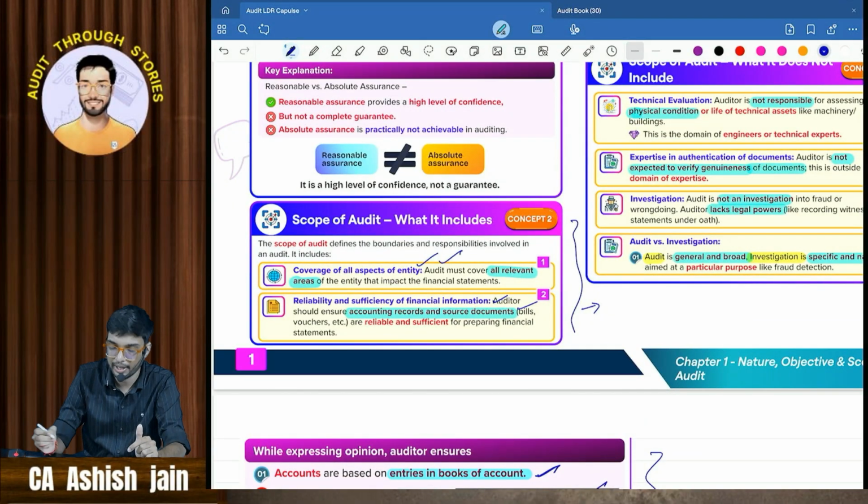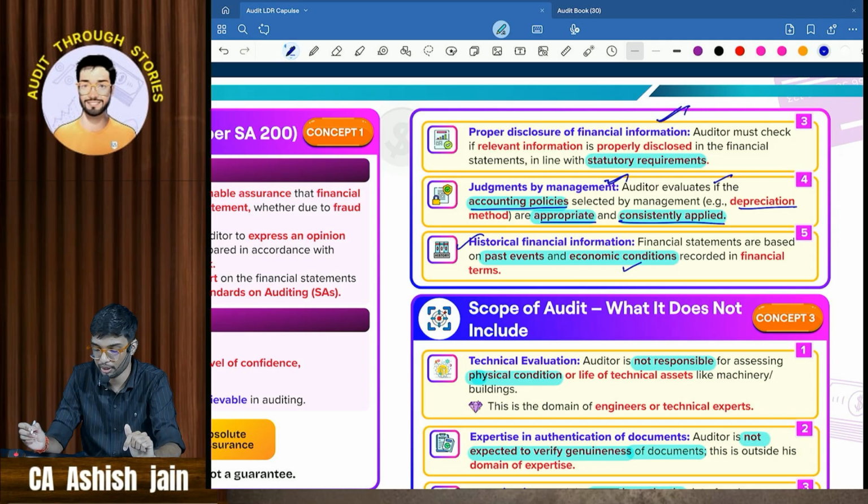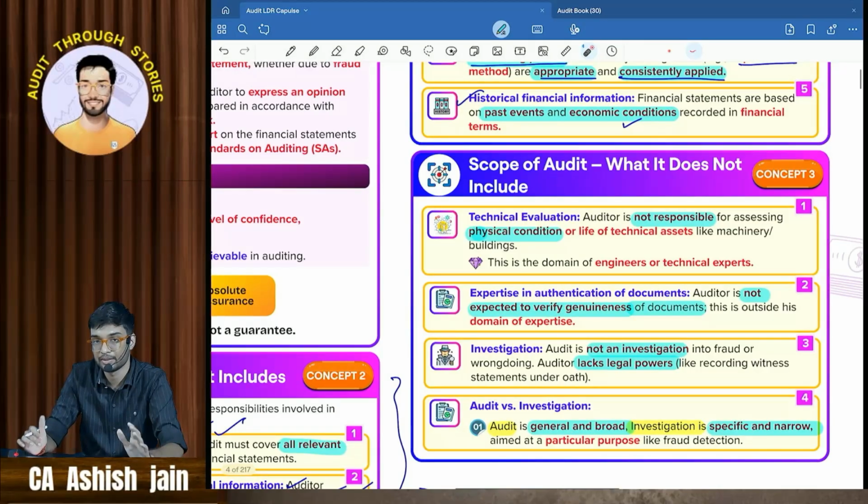One is coverage of all aspects of the entity, reliability and sufficiency of financial information, that is based on accounts, documents, accounting records. Management is going to prepare the financial statements. Then proper disclosure has to be given. Then judgment by management and historical financial information. I have given related icons for these blue color words, so that you can hide the blue color words using your right hand, and just see the icon and try to recall the points. This is the best method to recall things.